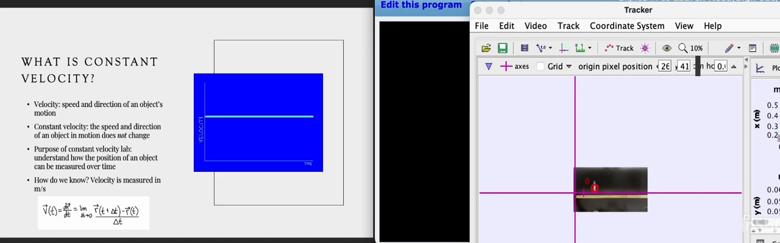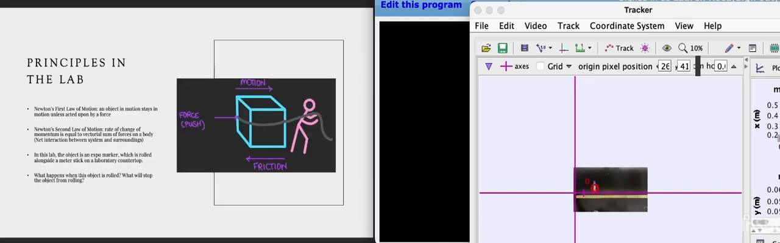By analyzing an object in motion, the question, how can the position of an object be measured over time, will be answered. Think about this. Velocity is measured using the derivative of an object's position with respect to time. This explains the unit of velocity, which is meters per second. In this lab, the primary principles explored are Newton's first and second laws of motion.